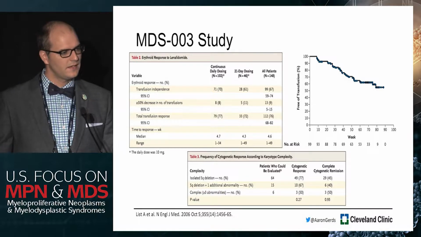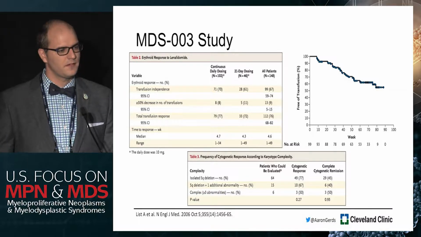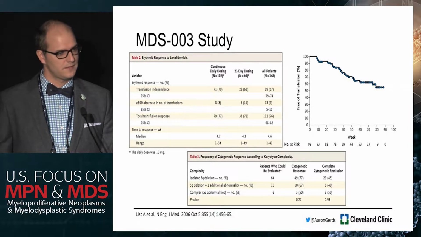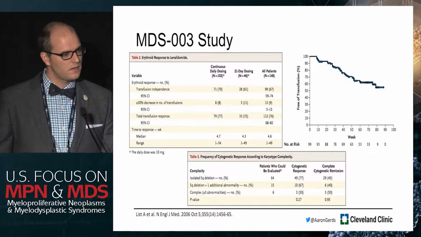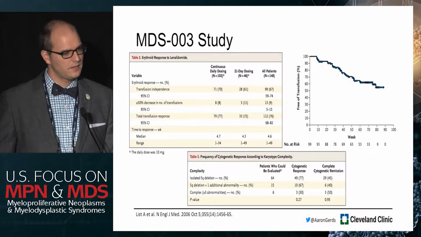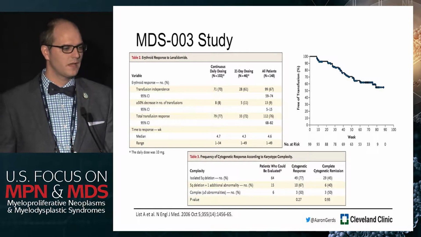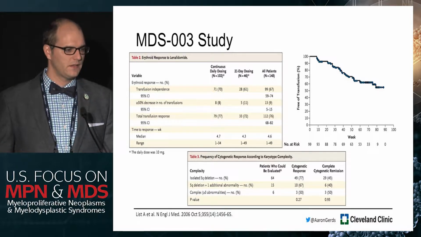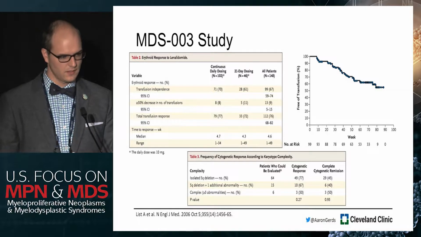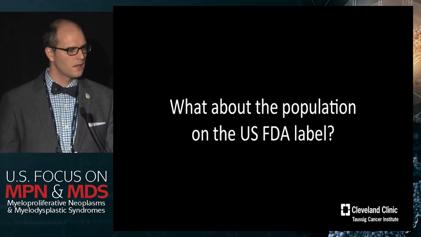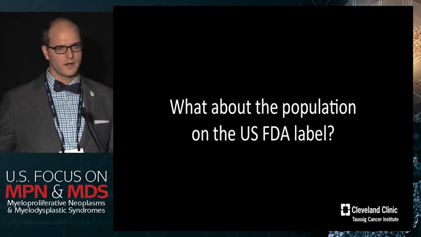Patients with isolated del(5q), 45% of them had a complete cytogenetic response in this study. With the additional abnormality, 40% of patients had a complete response. And even patients with complex cytogenetics had a 50% complete cytogenetic remission rate. So pretty impressive. This was a broader sweep of patients.